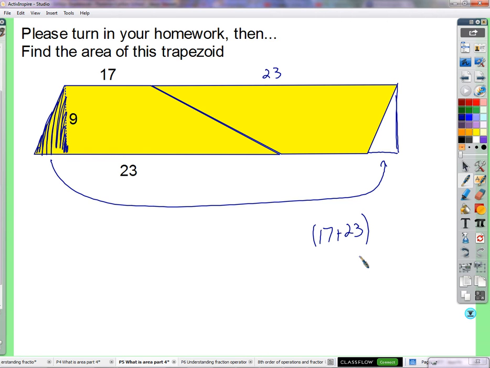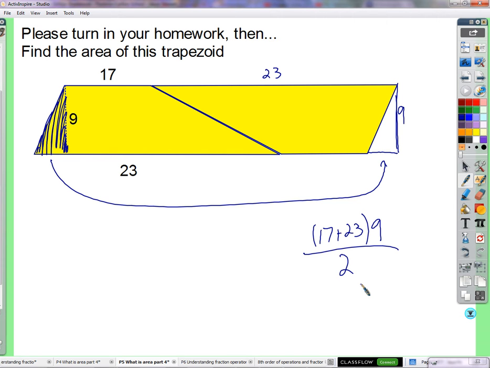What do I do then? Now I have this base. Times by 9. That's the height. 360. Divide by 2. 180. The reason I'm writing like this is I'm not computing every step because this looks more like a formula. Like this shows me where the numbers should go. Right? So we divide by 2.